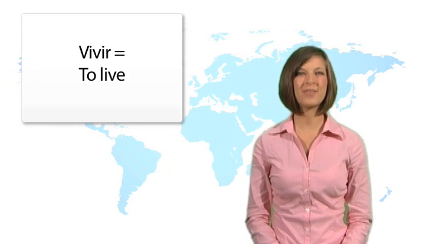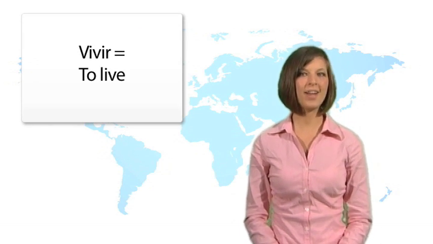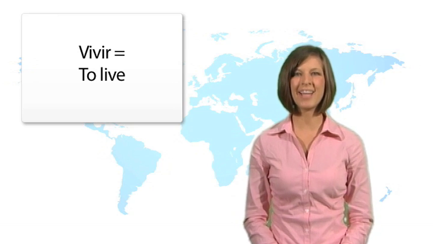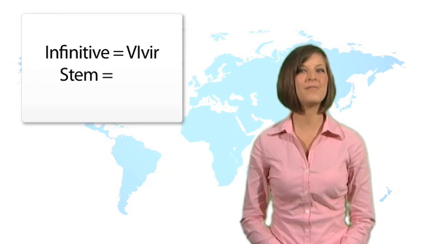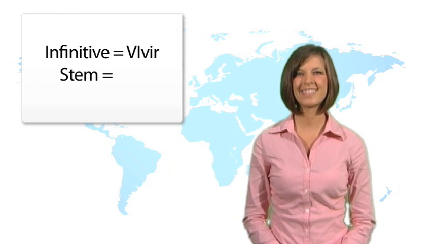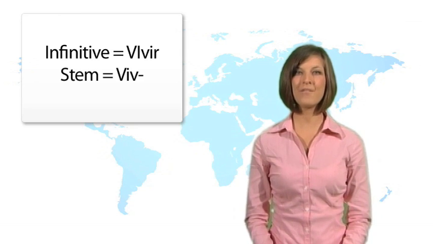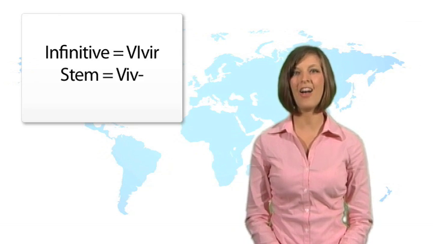Now, all we have left are IR verbs. How about a verb like vivir, which means to live? Finding the stem should be easy by now, right? What's the stem for vivir? V-I-V. Just take off the IR. Now, the endings for an IR verb are almost exactly the same as ER verbs. Actually, they're exactly the same except for nosotros and vosotros.